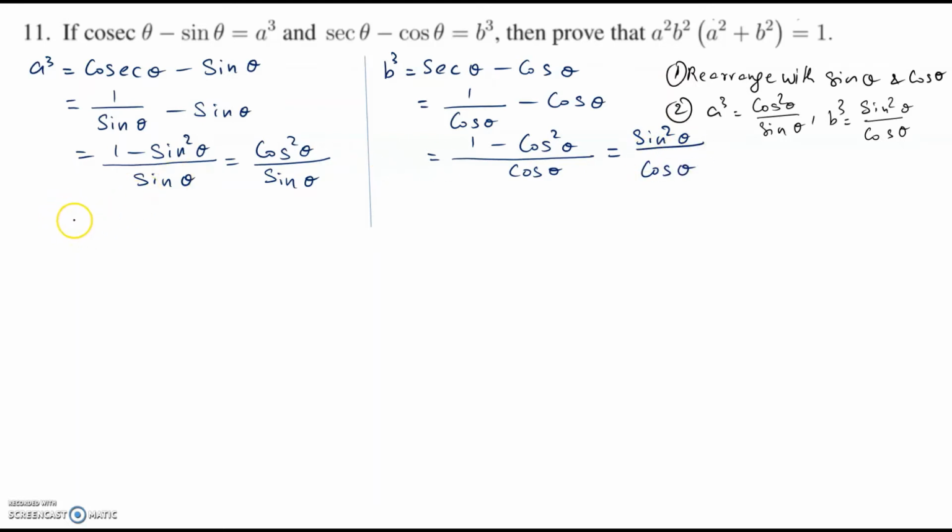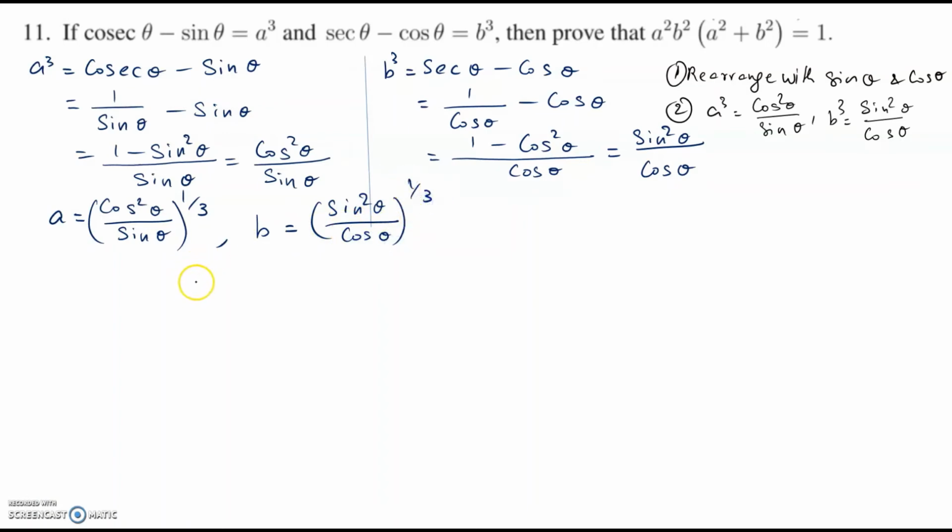So we can further say, our a will be equal to cos squared theta by sin theta to the power 1 by 3, and our b will be equal to sin squared theta divided by cos theta to the power 1 by 3. So now let's first take the a squared times b squared term.